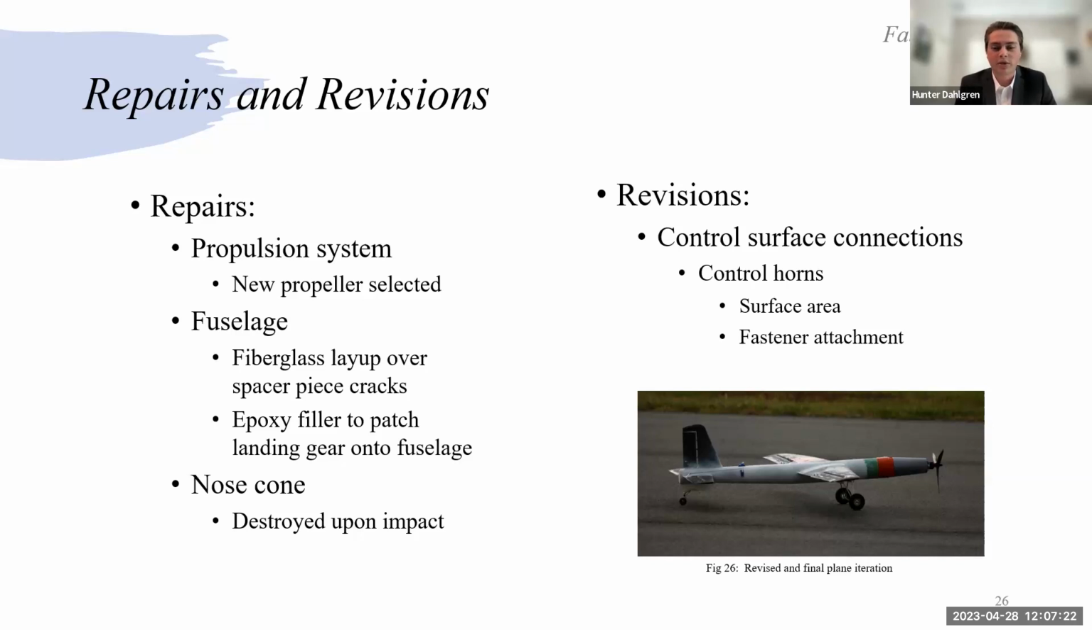For revisions, we completely redesigned the control surface, or the control horns, as that was our main point of failure. We increased the surface area and then added fastener attachments so we could screw it into the wing, as well as, instead of using super glue, we used epoxy to attach them.